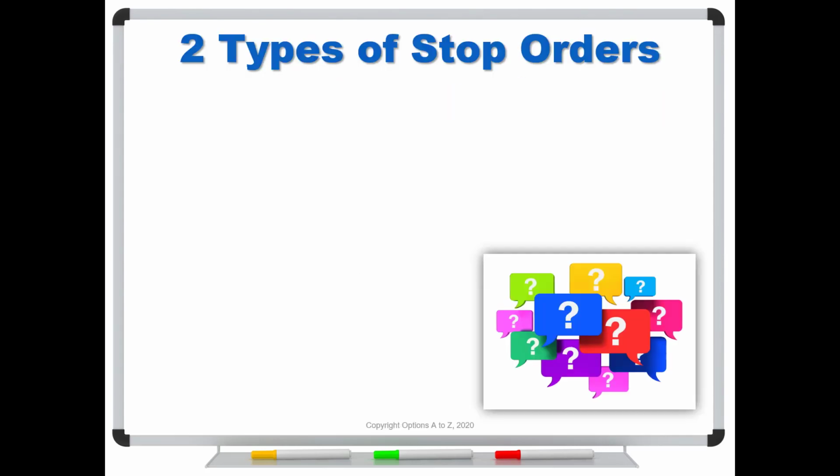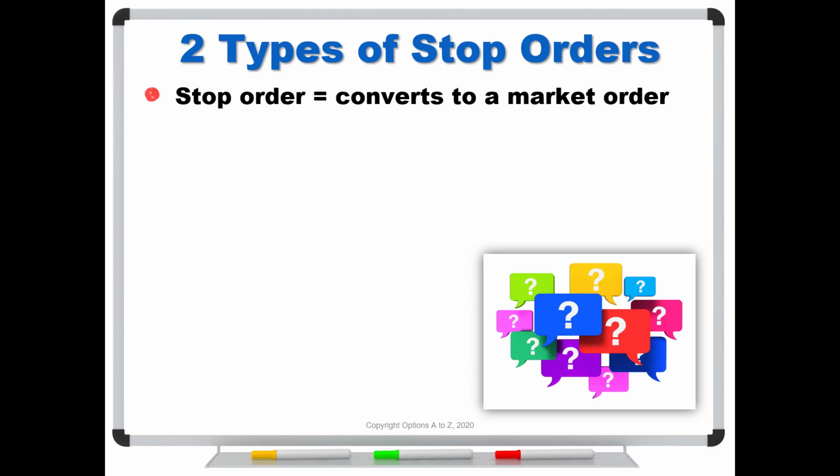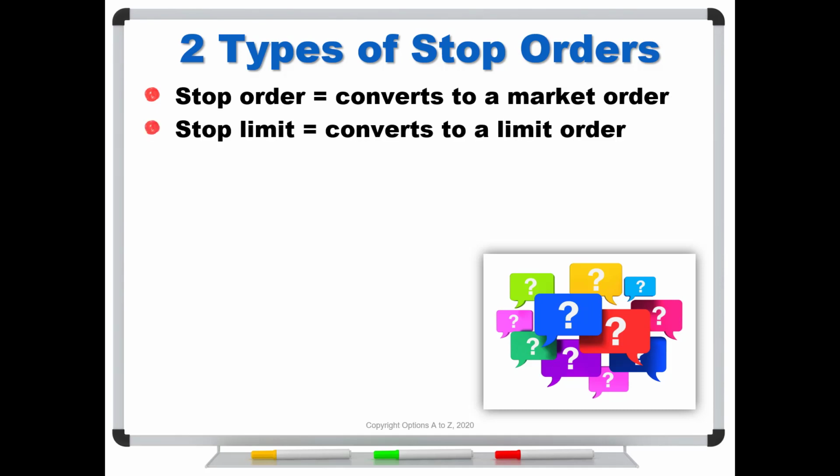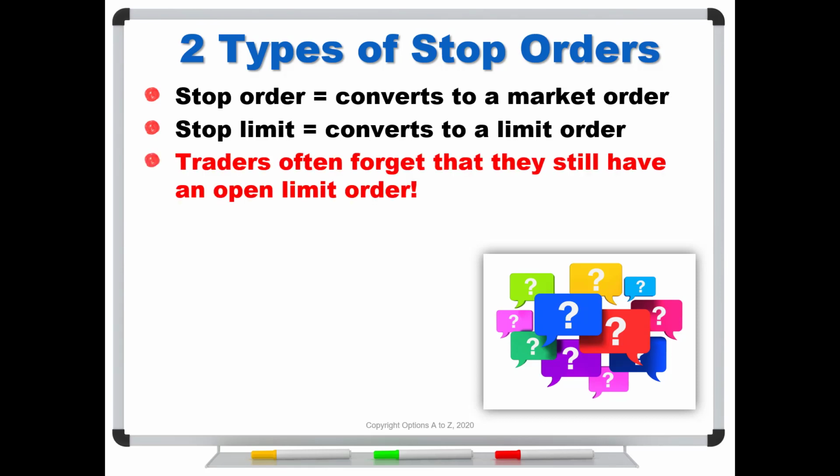Well, first remember there are two basic types of stop orders. There's your regular stop order, and that's going to convert to a market order if it's triggered. And then there's a stop limit order, and that's going to convert to a limit order if it's triggered. However, if you're using the stop limit, traders often forget that they still have an open limit order. This is the big unwanted surprise. We'll take a look at how that happens, but just remember when you use a stop limit order, the computer is going to send a limit order if it's triggered. So let's take a look at an example.